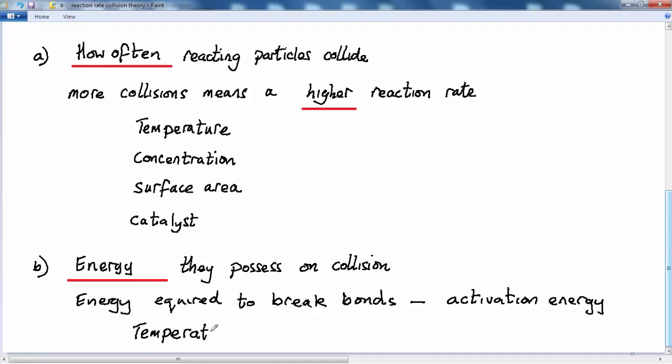Whereas the number of collisions which are taking place per second, the rate of collisions, is affected by all four of these factors: temperature, concentration, surface area and catalyst. The actual energy of the colliding particles is only affected by the temperature. It is not affected by the concentration of the reactants, the surface area of the reactants, or the type of catalyst used. We'll look at that in the next lesson.